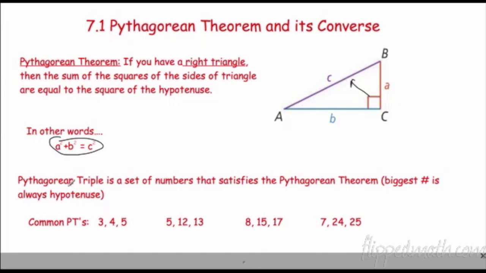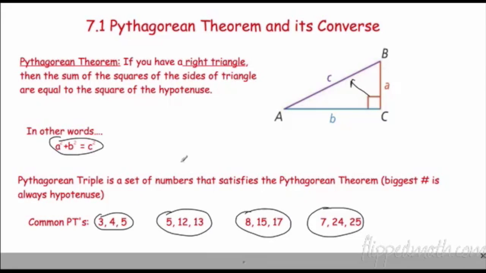A Pythagorean triple is a set of numbers that satisfies the Pythagorean theorem. The biggest number is always the hypotenuse. So these are common Pythagorean triplets, 3, 4, 5. So if you see these numbers, you automatically know it's a right triangle. It's gonna work. If you see 3 and 4, you know the third side is gonna be 5. If you see 4 and 5, you know the third side's 3. It's just automatic. 5, 12, 13, 8, 15, 17, 7, 24, 25.